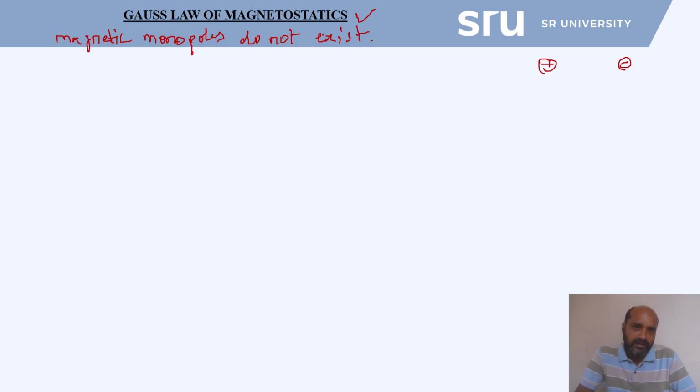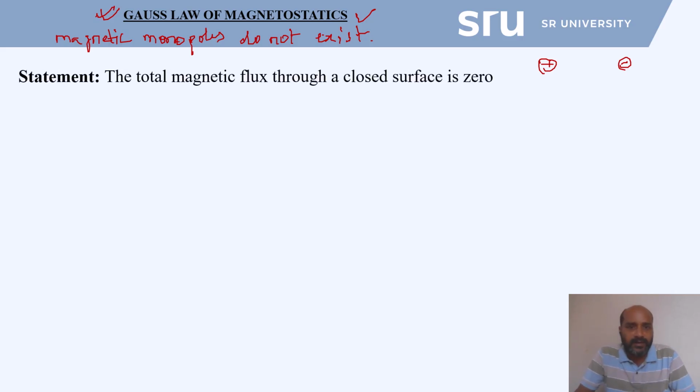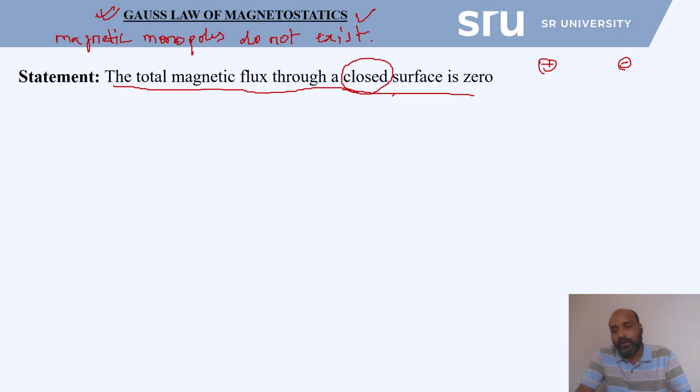And we can try to prove that with the Gauss law of magnetostatics, just by applying a little bit of analysis. We already said, just see the statement: the total magnetic flux through a closed surface is zero. Through a closed surface. What does it mean? If you are saying the surface is closed, it means that surface is enclosing some volume, right? Let us randomly take a surface.